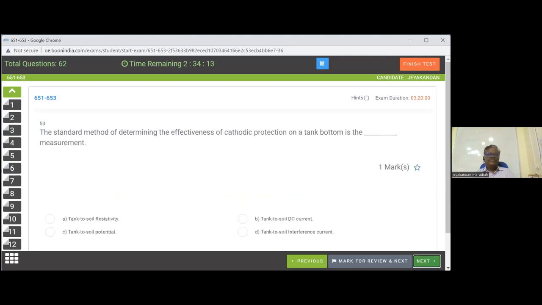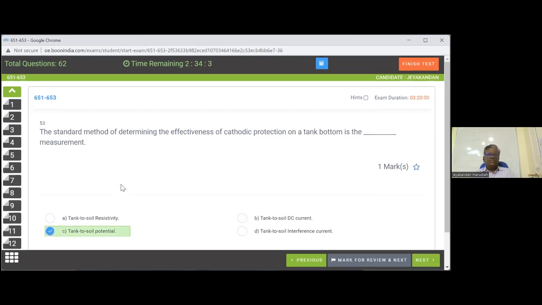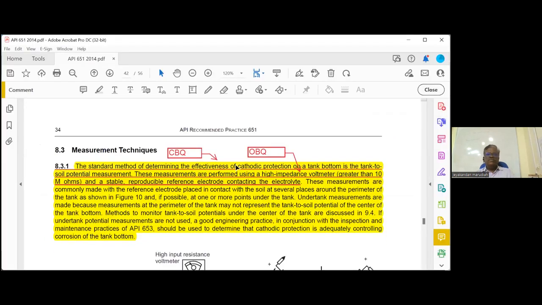Next. The standard method of determining the effectiveness of cathodic protection on a tank. So tank to soil potential. Where is it given? The standard method of cathodic protection effectiveness is tank to soil potential measurement. 8.3.1 first line.